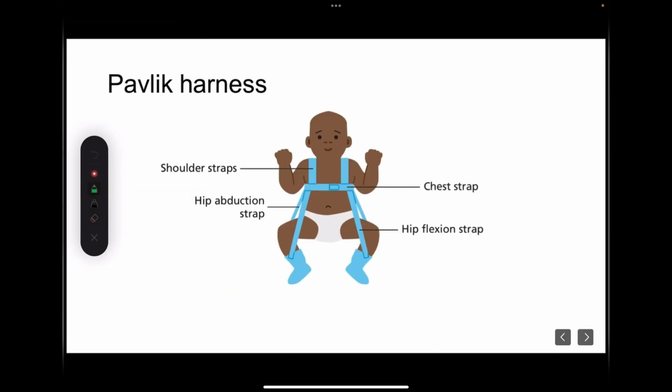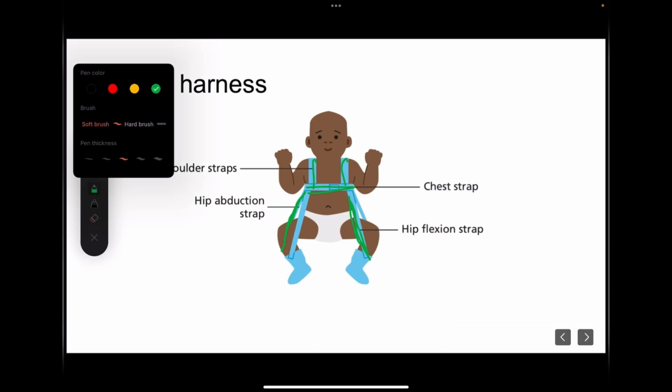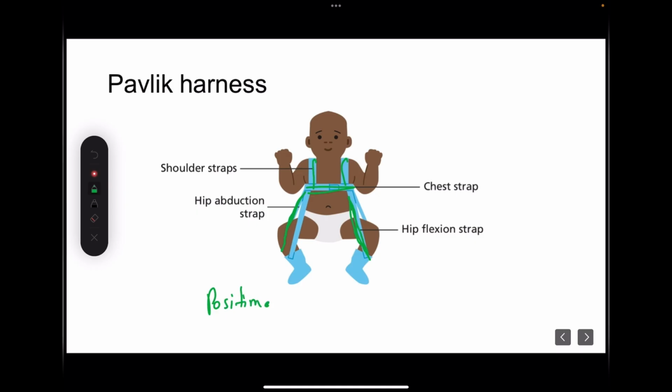This diagram is showing the Pavlik harness and its components. This is the hip flexion strap, which keeps the hip in flexion. The posterior strap is the hip abduction strap, which keeps the hip in abduction. This is the chest strap, and these are the shoulder straps. These are the components of a Pavlik harness. And the Pavlik harness is a brace or a device which achieves positional reduction.